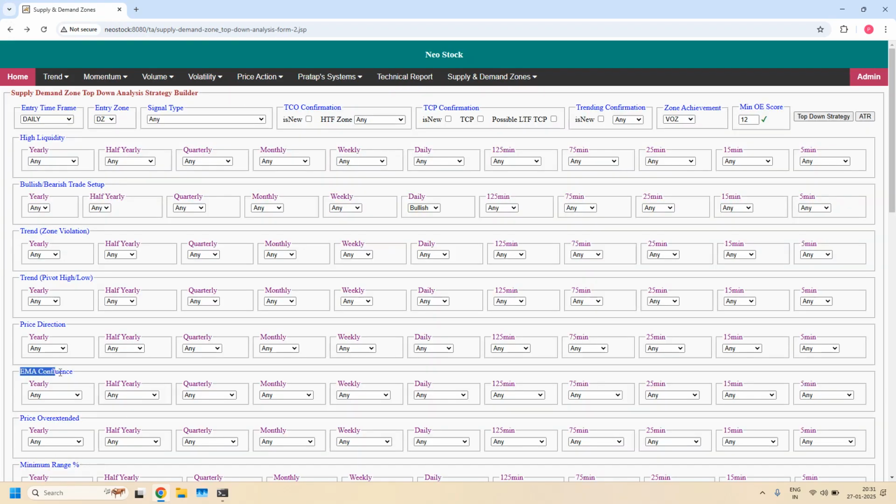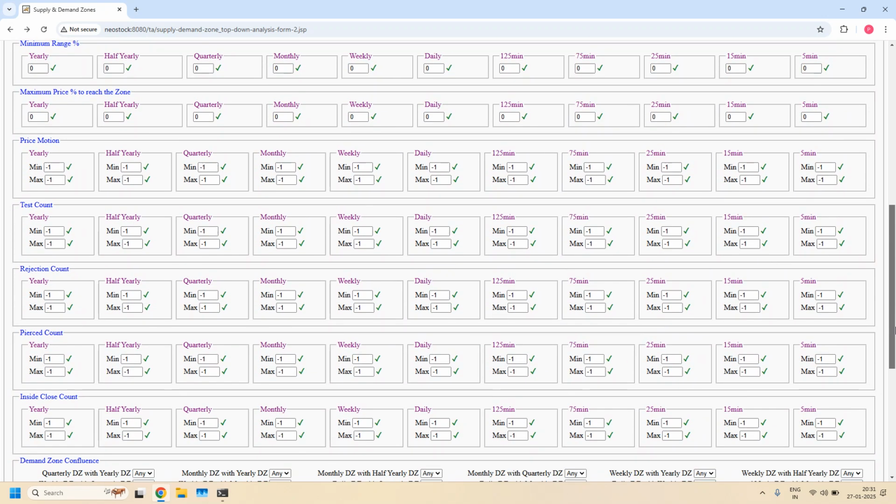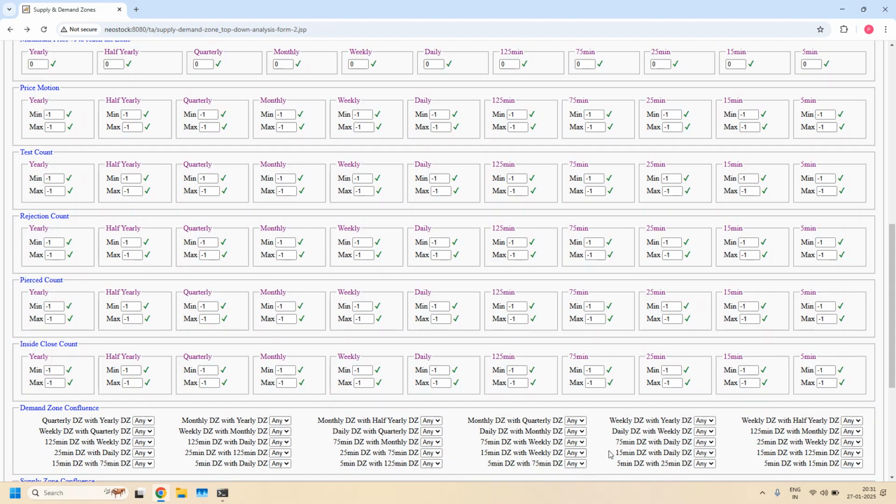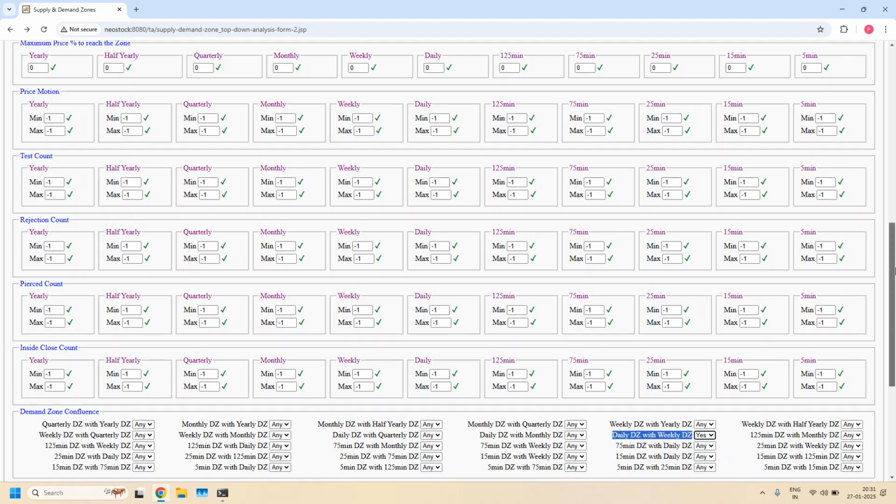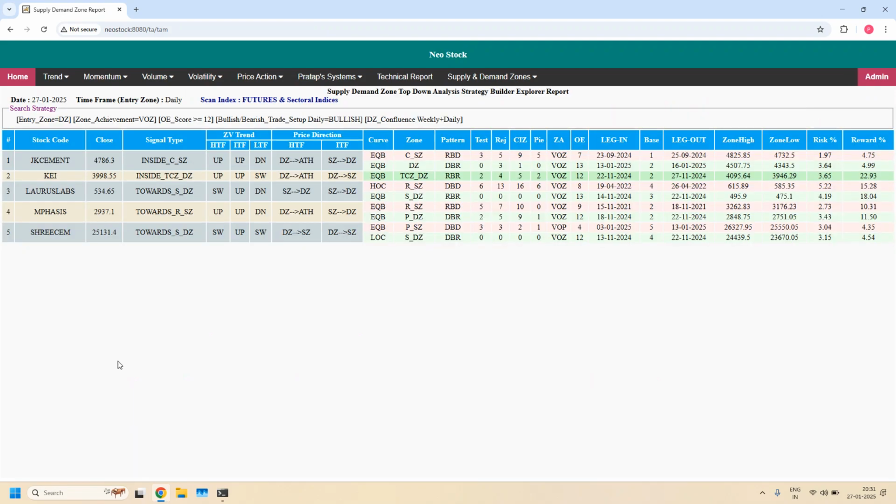So in the zone confluence, demand zone confluence, I am enabling the filter daily demand zone with weekly demand zone confluence. 5 stocks are filtered. That means all these 5 daily demand zones are part of the weekly demand zone, and weekly trend is up. If the weekly demand zone has weekly EMA, these daily zones could be even more high probability.